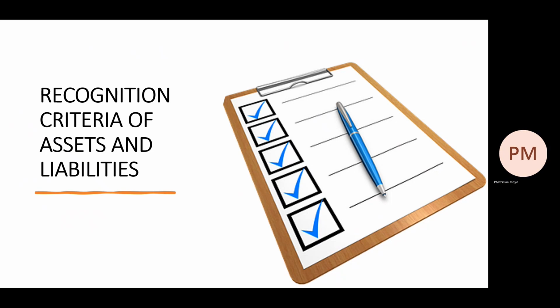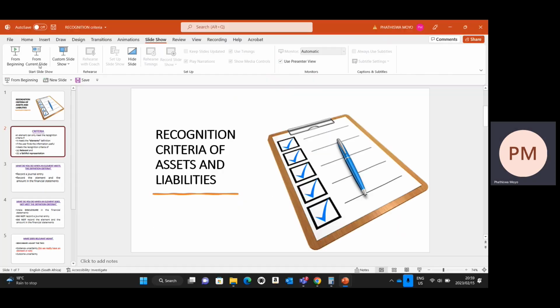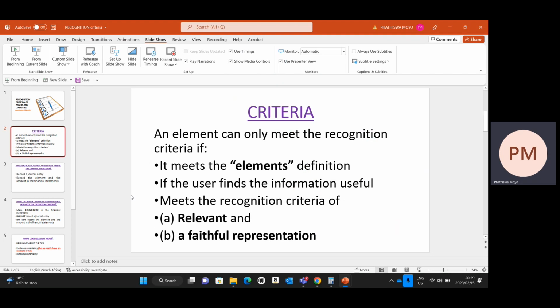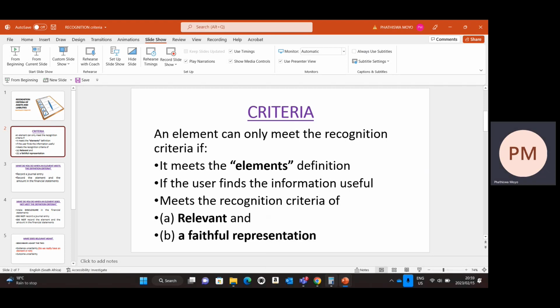Okay, so the recognition criteria of assets, liabilities, income, and expenses. Ladies and gentlemen, in order for an object or a particular transaction to meet the definition of a certain element, it must match the criteria completely or almost completely. So the first thing is the element must meet the definition criteria completely. Let's look at that, completely or almost completely, guys.